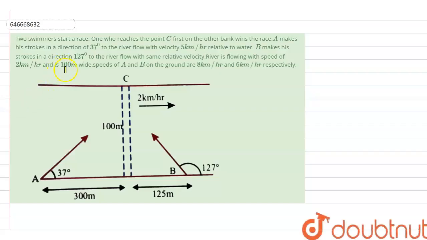Hello everyone, let's begin with the question. In this question it says that two swimmers start a race. One who reaches the point C on the other bank wins the race.